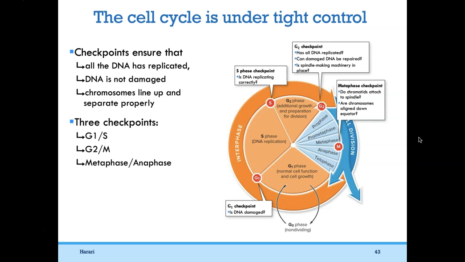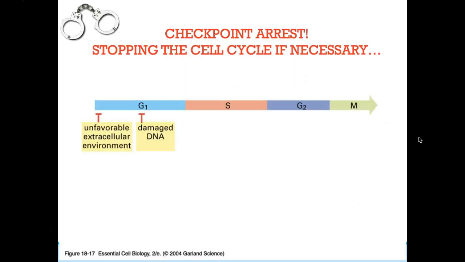If they're not properly lined up, or there aren't microtubules attached to every chromatid, you're going to have a cell division that results in unequal chromosome numbers. You might have one with 46 and you might have one with 23. So checkpoint arrest is really important. We can stop the cell cycle if necessary.